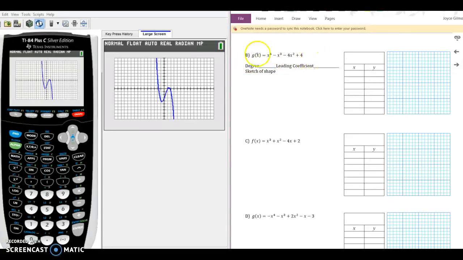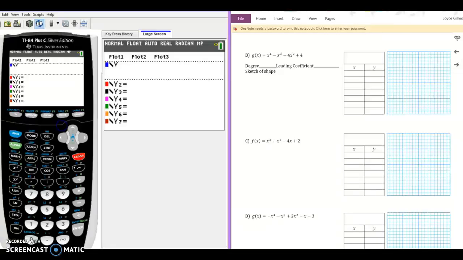For example B, go into y equals, clear out the old, and start entering that new one. X to the 4th minus x to the 3rd minus 4x squared plus 4. See if you can enter this polynomial, look at the graph, look at the table, write down a few of the points that'll fit, plot it, see if you connect the points. I'm going to give you about 2-3 minutes to see if you can do this on your own while I'm here to help you.